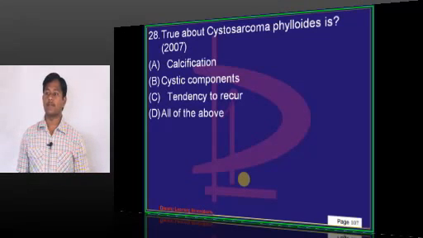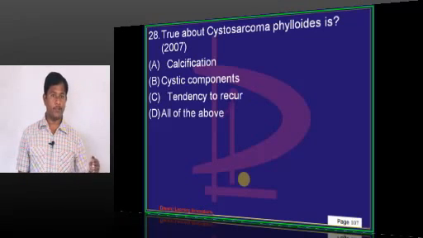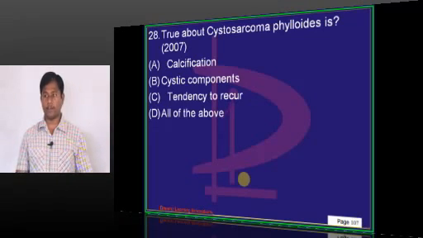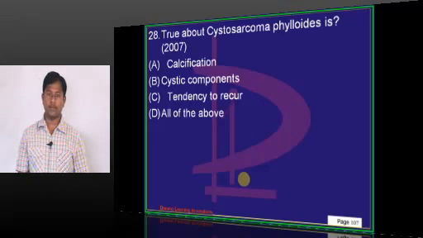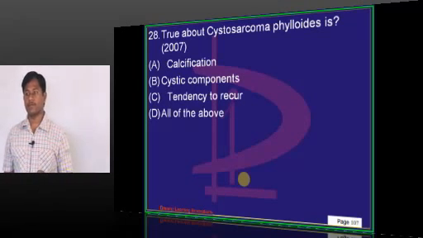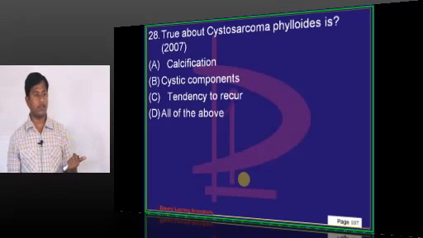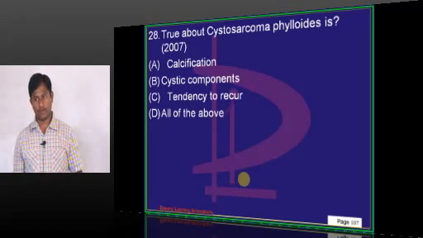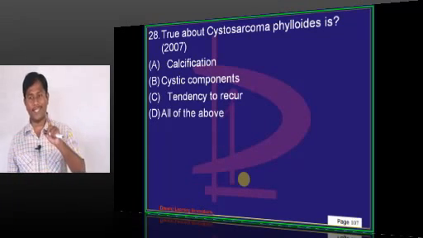Yes? Large breast. Okay, one of the causes for a large breast, where you see a bosselated surface. That is the typical term used. Okay, shiny bosselated surface over the breast. Now, why we call it a sarcoma? Cystosarcoma phyllodes, why is it not called a carcinoma? Why do you call it a sarcoma? Yes, it is not epithelial in origin.